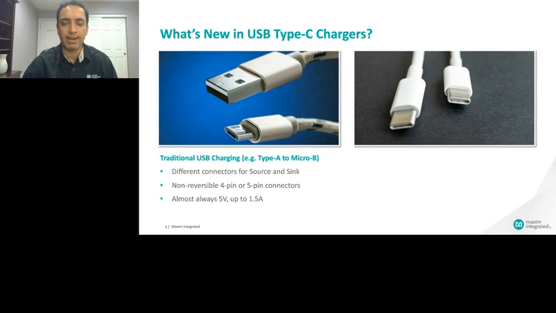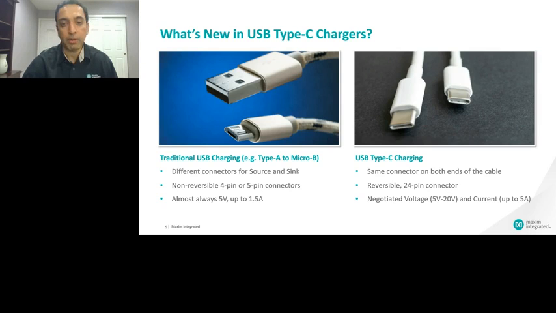In most cases, the standard only allows up to 7.5 watts of power capability. There were some proprietary standards that extended it beyond that, but when it comes to proprietary, it's no longer universal. So Type-C tries to change all of that. First of all, the cable has the same connector on both sides, and that particular cable is reversible. So when you plug it in, you can be assured that it will go in the first time.